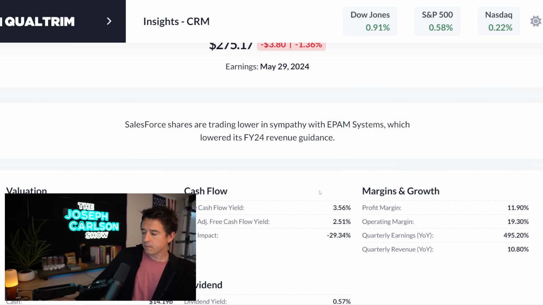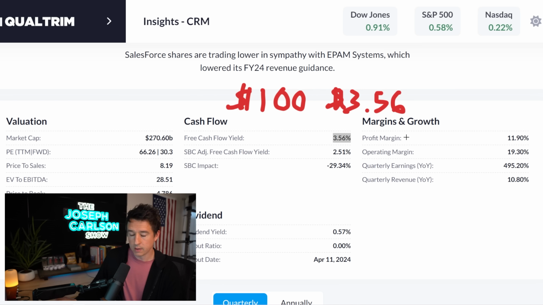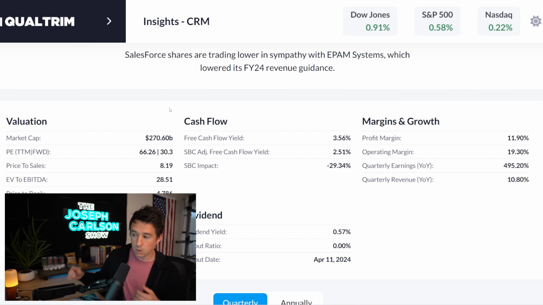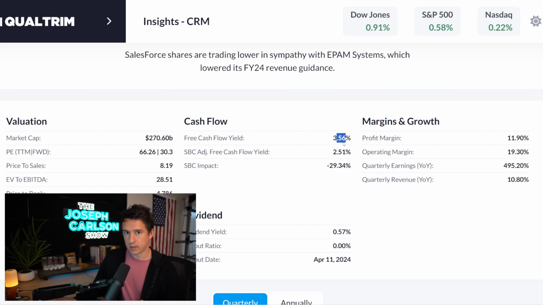Now, the way that this works is this is the amount of money you get paid in cash per year when you buy this stock. Meaning that if you paid $100 and bought $100 worth of Salesforce, if it has a 3.5% free cash flow yield, that means every year the company generates this much money that they can return back to you, the shareholder, in the form of buybacks and dividends. So at just a quick glance, the higher the yield, the cheaper the company's selling for.